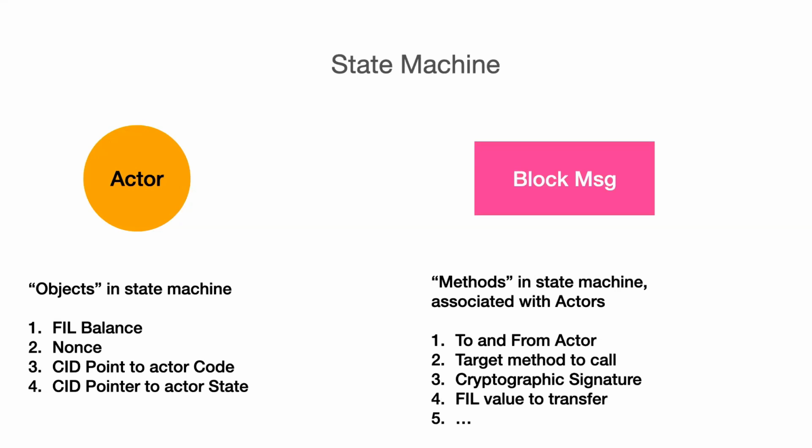Then the block message, a little bit less important for our talk today, but it's important to understand how these things change. The block message is pretty much a transaction in regular blockchain parlance. There's a to and a from addressing the actors that the message is going to be sent from and sent to. And then there's a target method to call on the actor, because actor code, as we'll get into, is organized into methods, because it's a nice modular state machine design. The block message also, because it's coming from outside the system, has a cryptographic signature and a Filecoin value to transfer. That's about all I'll say about messages.